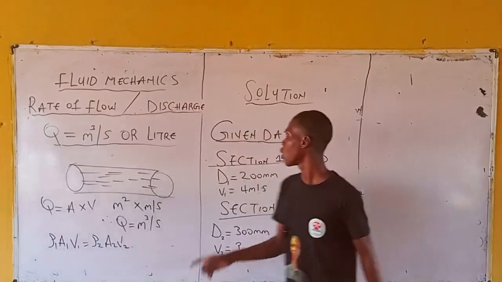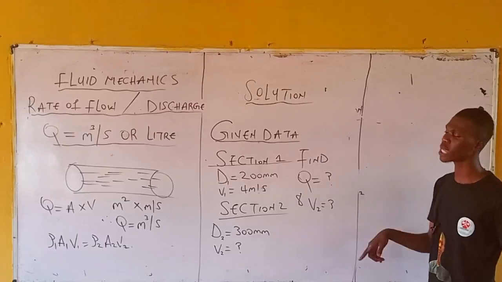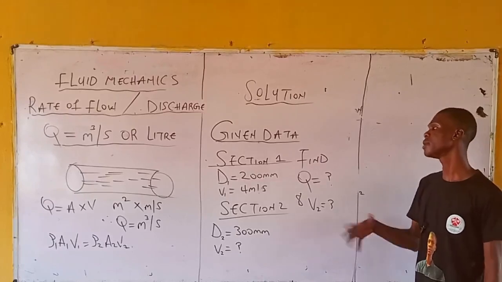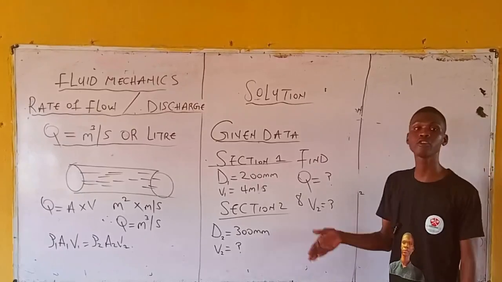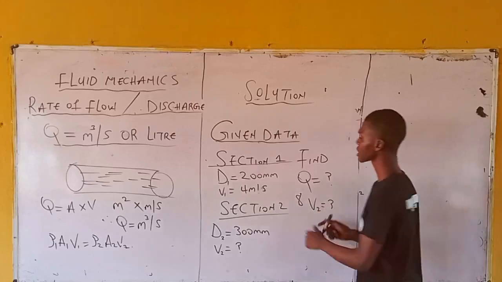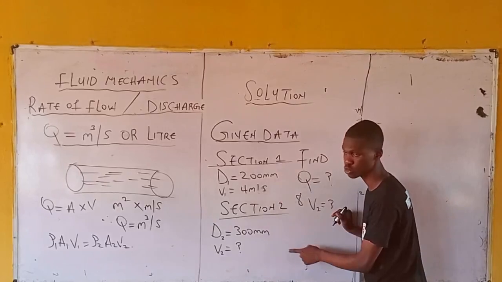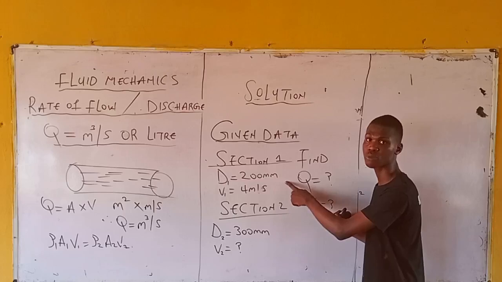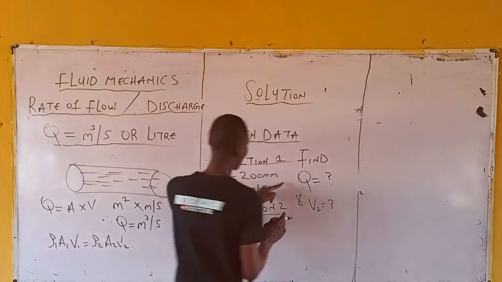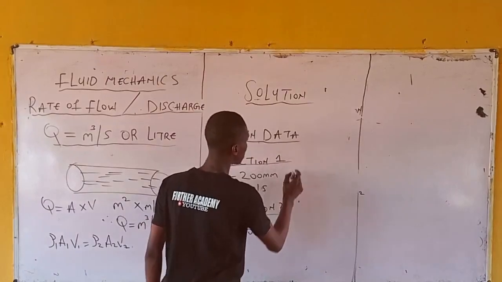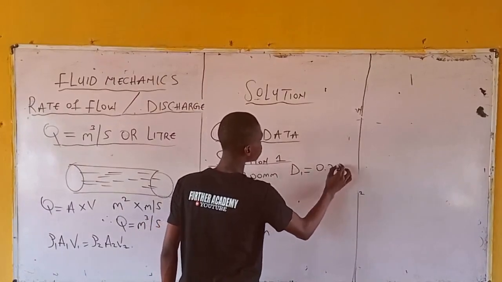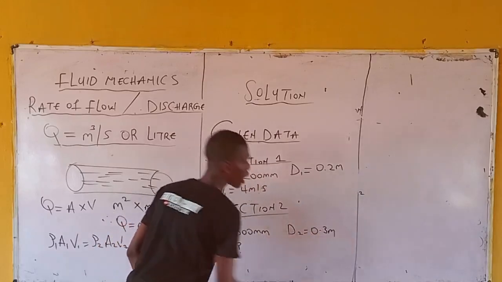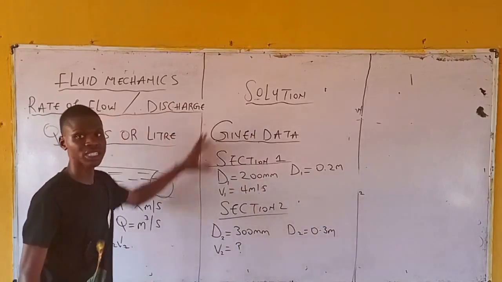Now, from here, what unit are you going with? Millimeter or meter? Meter. You can go with millimeter or meter, but it is easier if you go with meter. Now, this is your diameter in section 1 and section 2. Convert it to meter. And how do you convert to meter? Divide all by 1000. So our diameter in section 1 in meter is 0.2 meters. In section 2, it is 0.3 meter. Now, you've listed your given data.